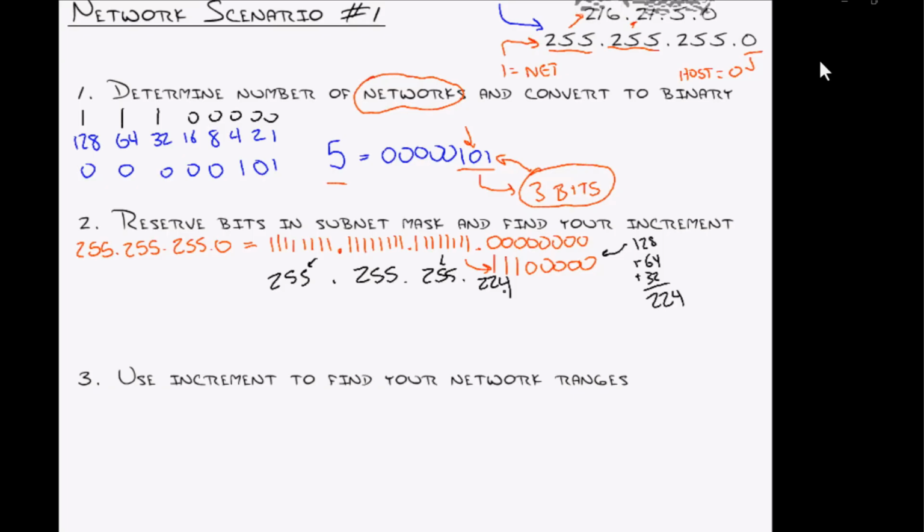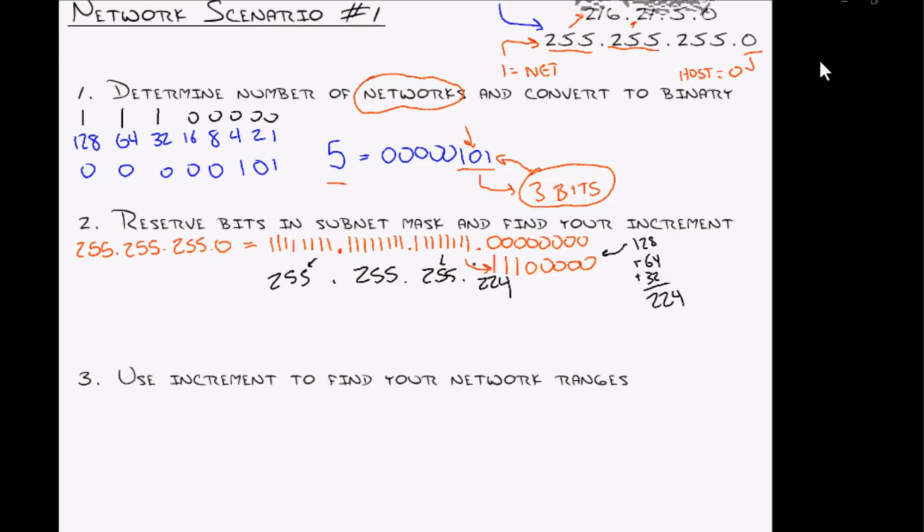Great, we've got a subnet mask. That's a key part of the equation, but we need to figure out what that subnet mask means, and that's the second half of step 2. It says reserve the bits in the subnet mask. We just did that, and find your increment. The increment, this is the other weird part, is going to be the lowest network bit that you have converted back to a decimal number.